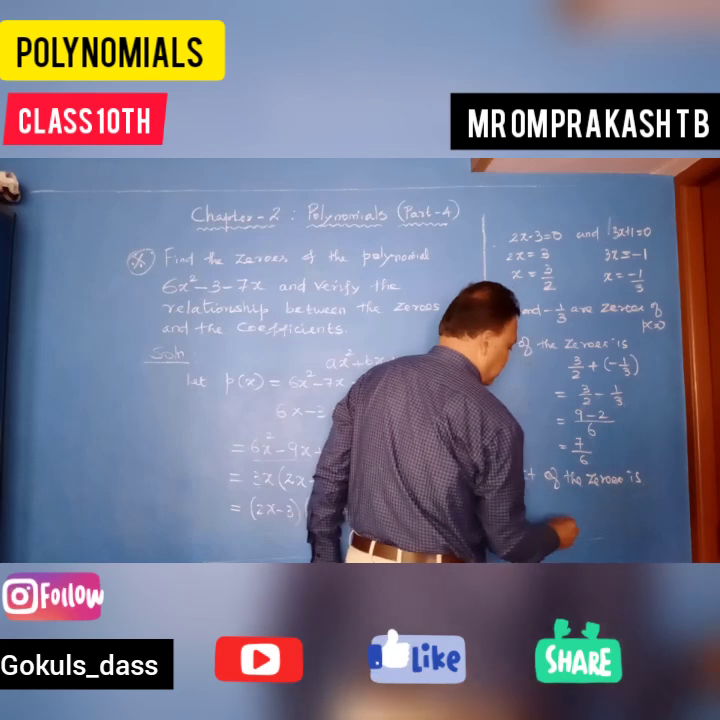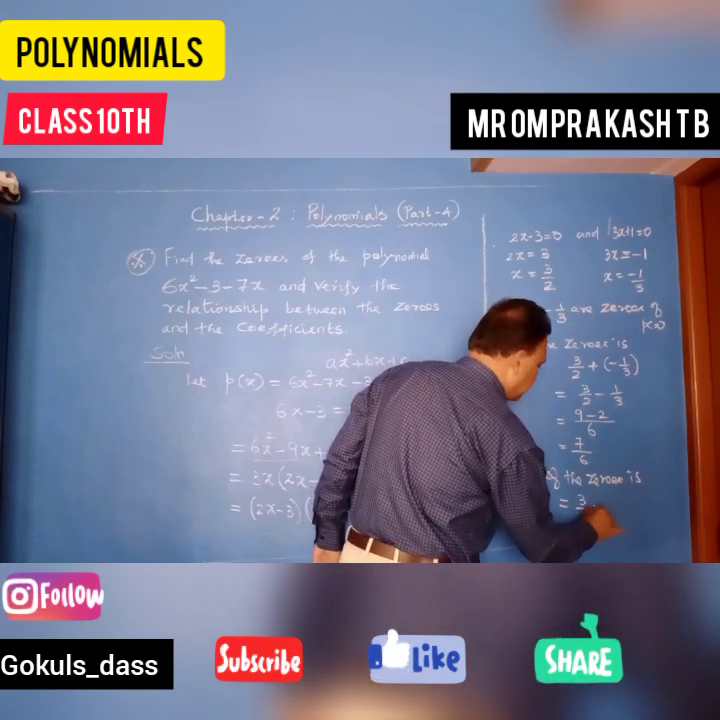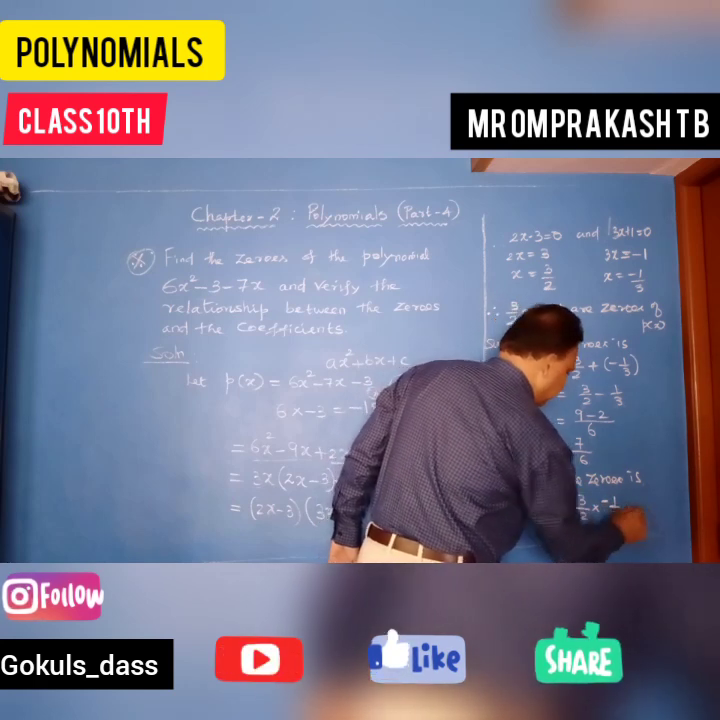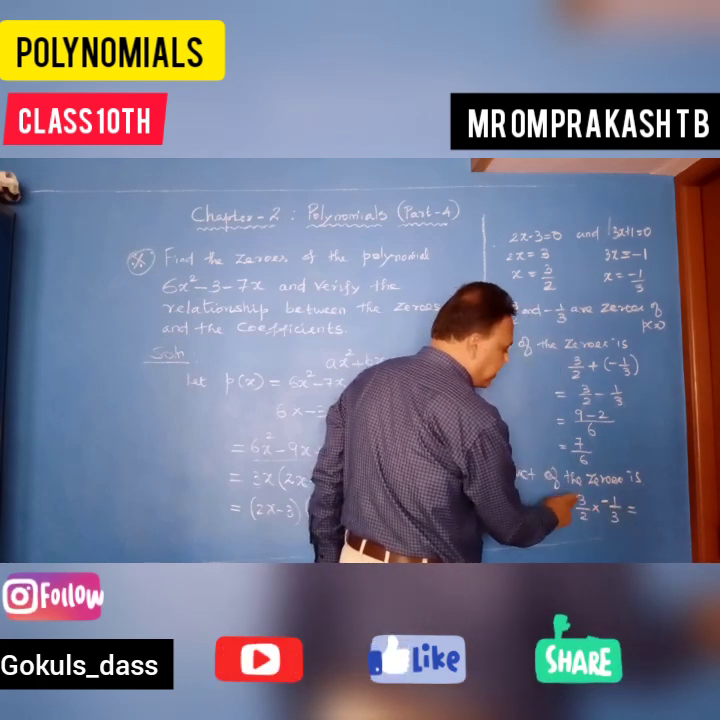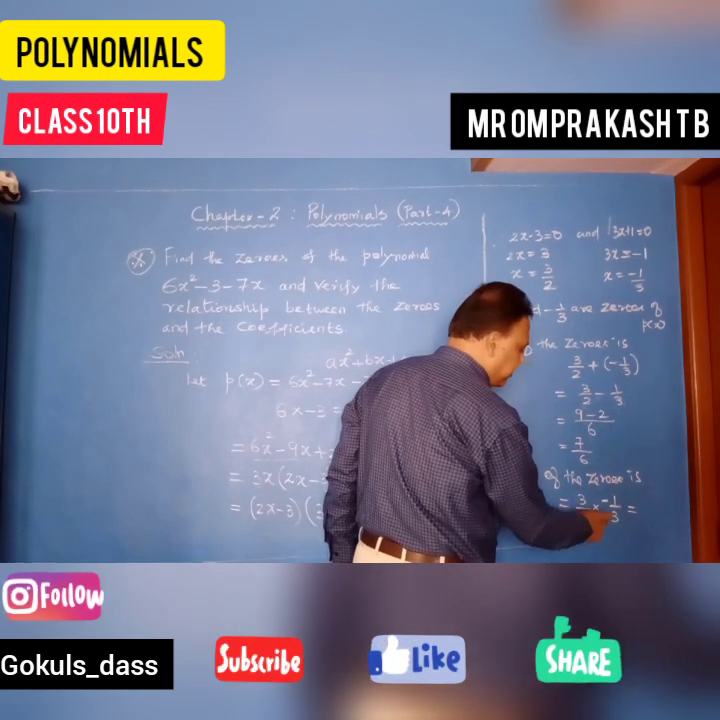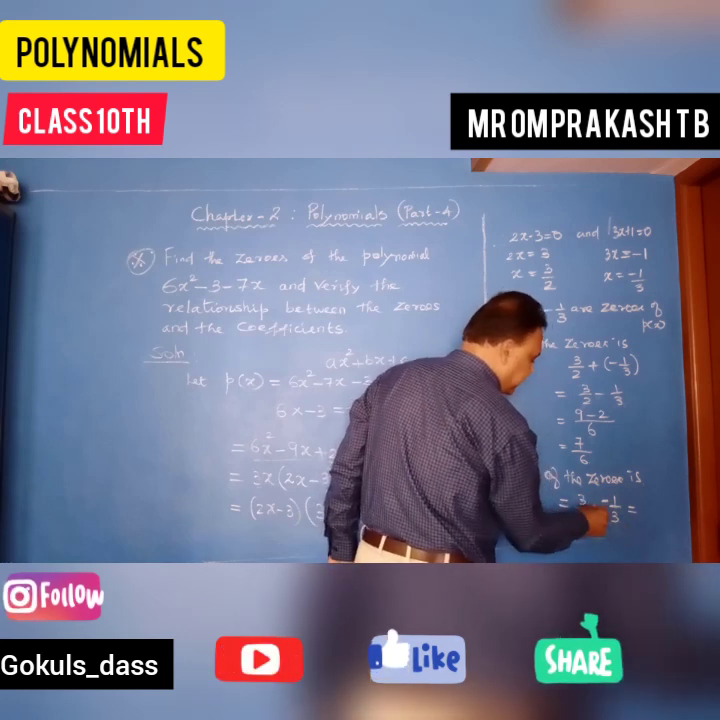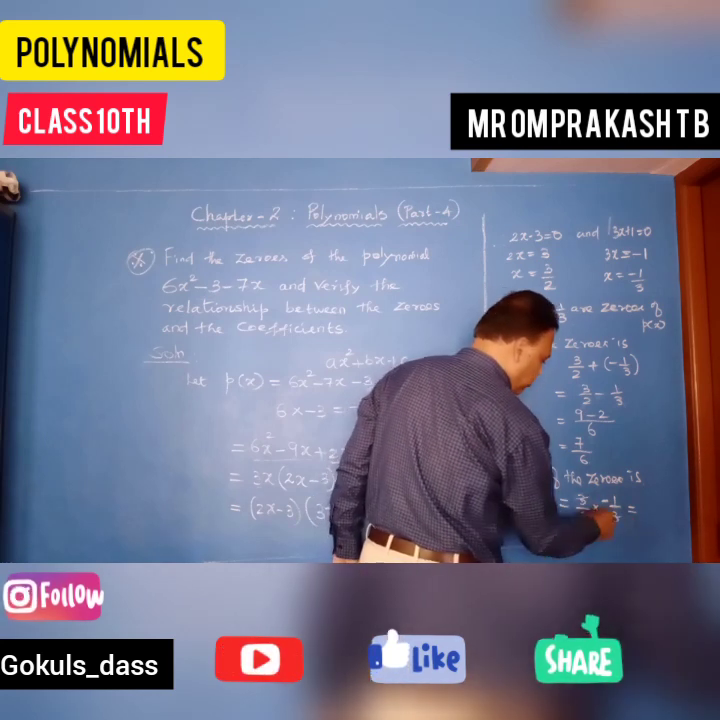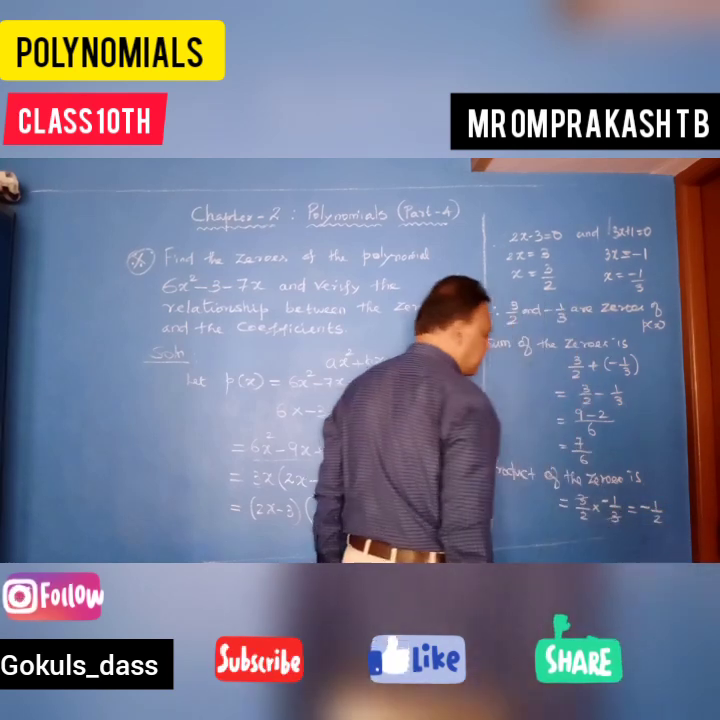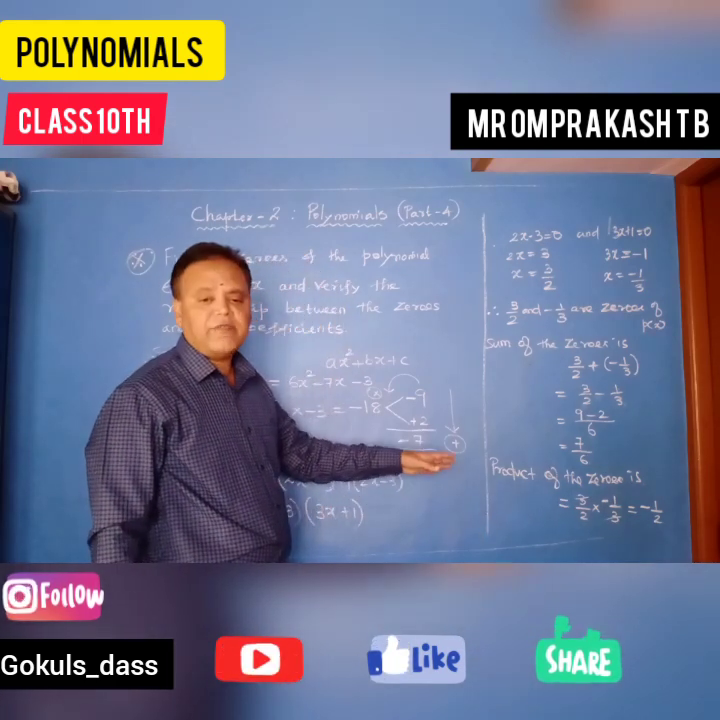Yes. Just multiply. That is 3 by 2 into minus 1 by 3. When you multiply, numerator into numerator, denominator into denominator. Here the 3 is a common factor in numerator and denominator. So just cut it. So what you will get? Product is minus 1 by 2. Clear? Now next we have to do the verification.